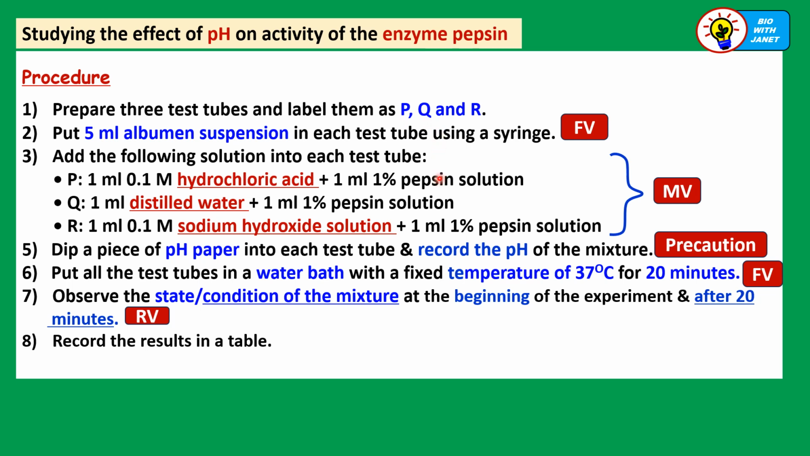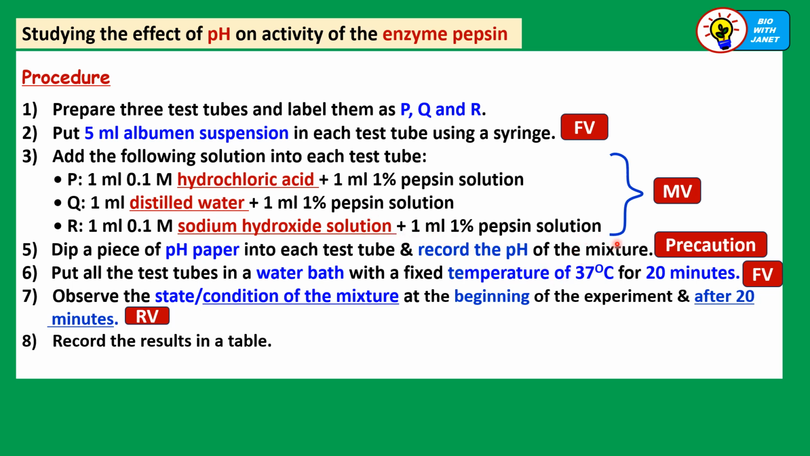Next, add the following solution into each test tube. Into P, we add 1 ml of 0.1 M hydrochloric acid. You can use a syringe to insert the solution, and 1 ml of 1% pepsin solution. Okay, this is the enzyme. Q has 1 ml of distilled water and 1 ml of 1% pepsin solution. And then R has 1 ml of 0.1 M sodium hydroxide solution plus 1 ml of 1% pepsin solution.